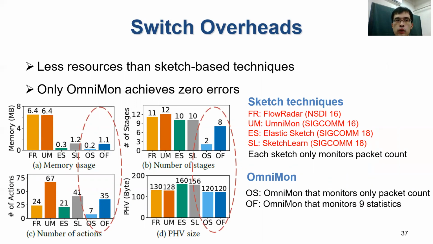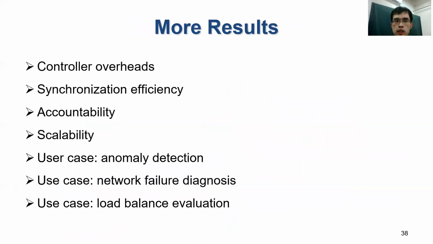The second experiment measures the switch overheads. Here we compare OmniMon with 4 recently proposed sketch techniques. Each sketch technique only monitors packet count in our experiment, and we have 2 versions of OmniMon. One simple version monitors packet count only, like the sketch technique, but another full version monitors 9 types of statistics in one configuration. We observe that OmniMon consumes much fewer resources than sketch techniques because it does not perform hash functions or record flow keys. And OmniMon can achieve full accuracy, but the sketch techniques only provide approximate results. We have more experiment results, and you may find them in our paper.